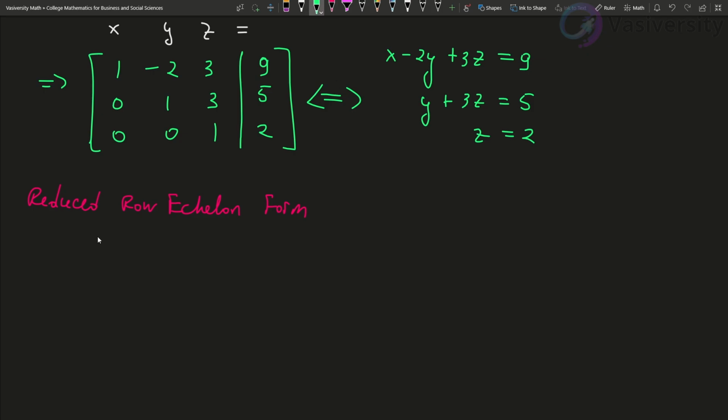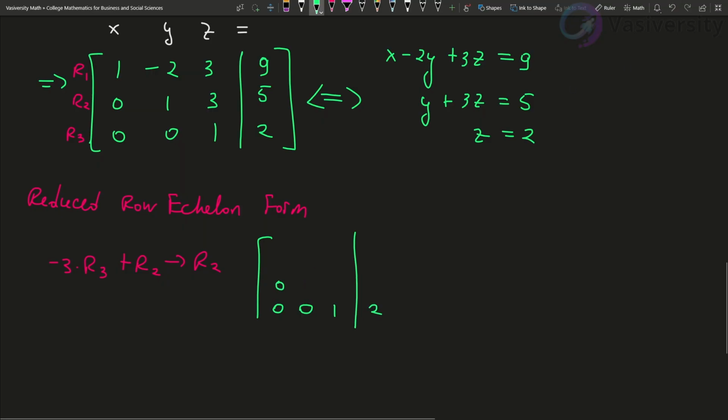So what can we do here? Well, we still have row 1, row 2, row 3. So we're going to take negative 3 times row 3 plus row 2, and change row 2. So what are we going to have here? We're going to have 0, 0, 1, and then it becomes 0, 0, 1, 0, right? And then here, it will become negative 1.